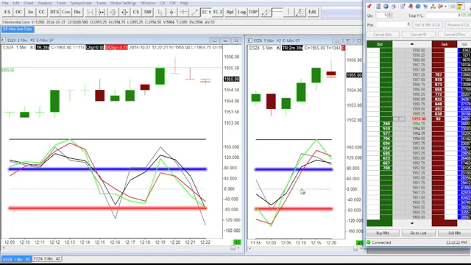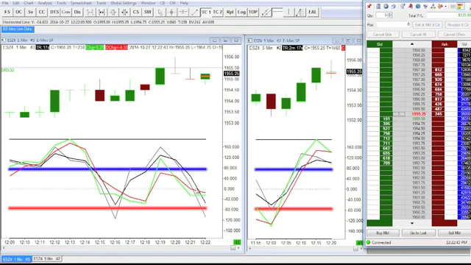When I say channel, just so you know as well, the channel is between the red and the blue. Okay, overbought is above the blue, oversold is below the red. If this moves down into the channel, we may continue to sell, but we'll have to see what happens here before we decide what we want to do.